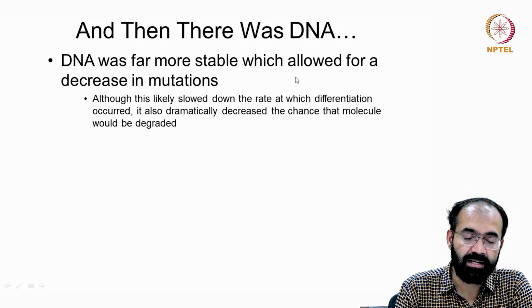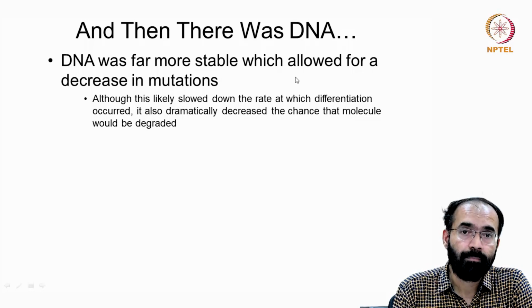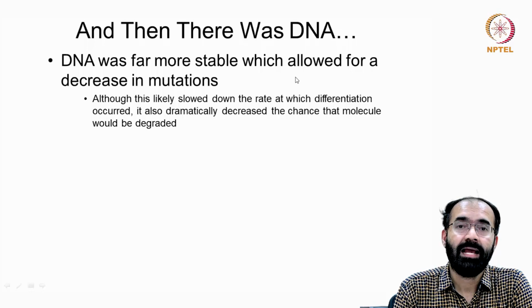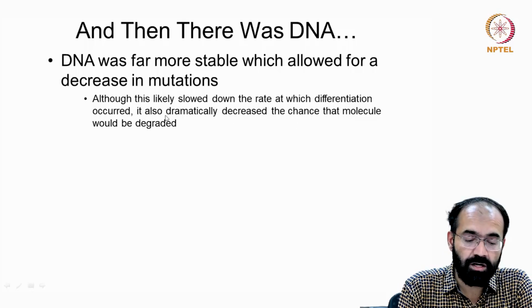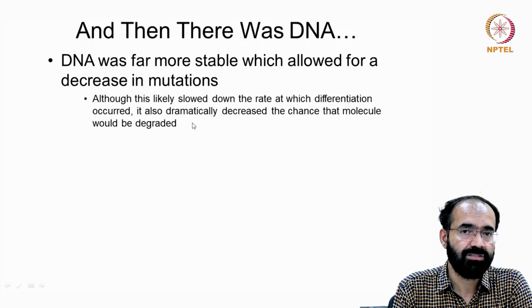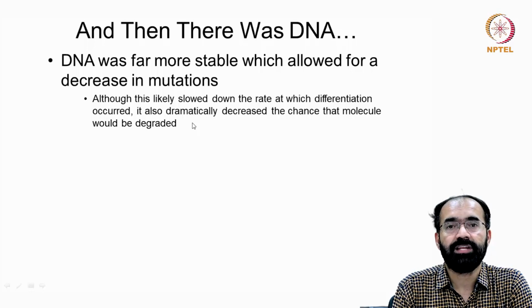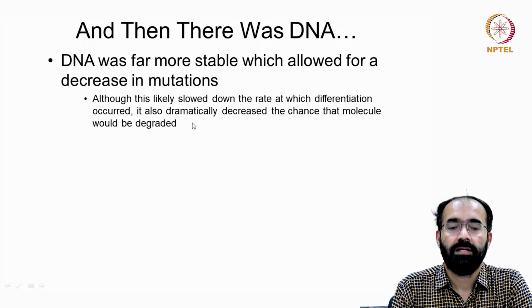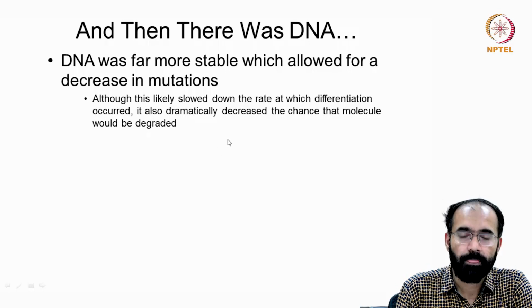So what you understand from here is that if there is good quality information present, it is preserved for a long time because it is stable and it resists mutation. Although this likely slowed down the rate at which differentiation occurred, it also dramatically decreased the chance that the molecule will be degraded, because any random change can make the molecule vulnerable to degradation. Of course, it can evolve. It's like if you are staying in your house and not leaving it, you will not get a chance to see the world, you will not get a chance to grow. But leaving the safety of the house makes you vulnerable to predators and various other intruding factors. So it's a trade-off between these two.